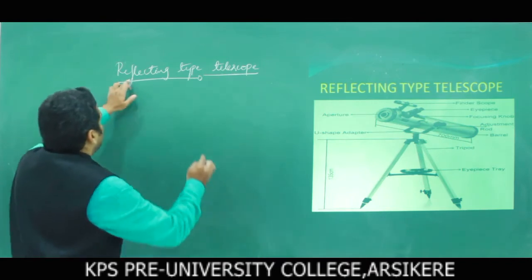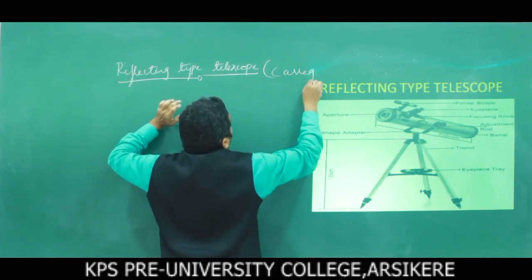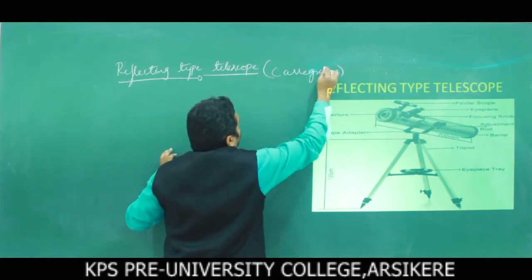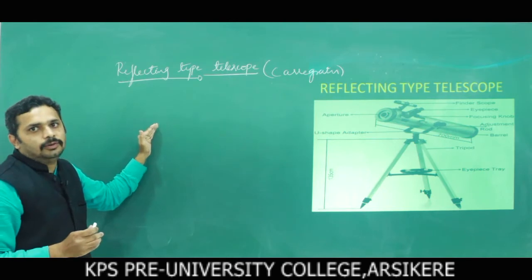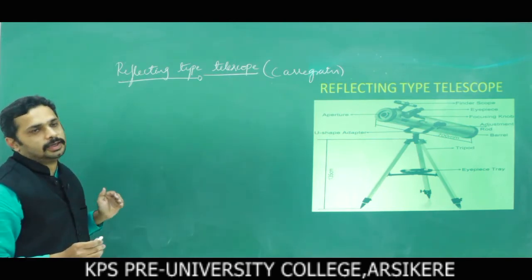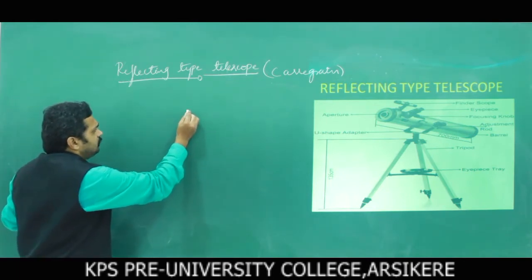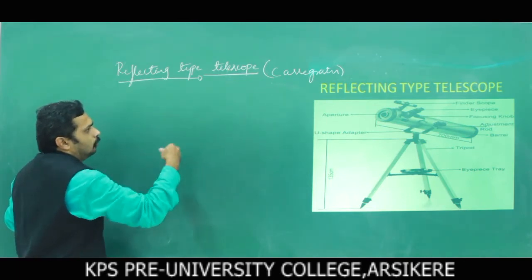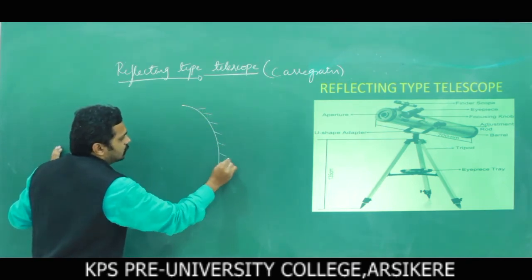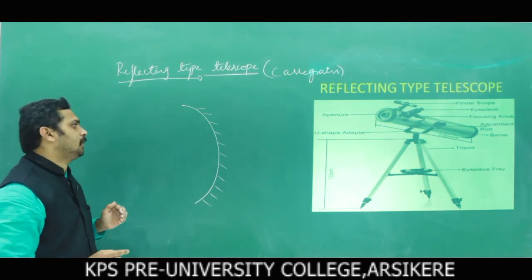Many types are there. For our syllabus, it is the Cassegrain type. If you use spherical lenses, we know that we will get spherical aberration. To overcome spherical aberration and chromatic aberration, we are using mirrors. Suppose this is a spherical mirror, assume yourself. This is a concave spherical mirror.